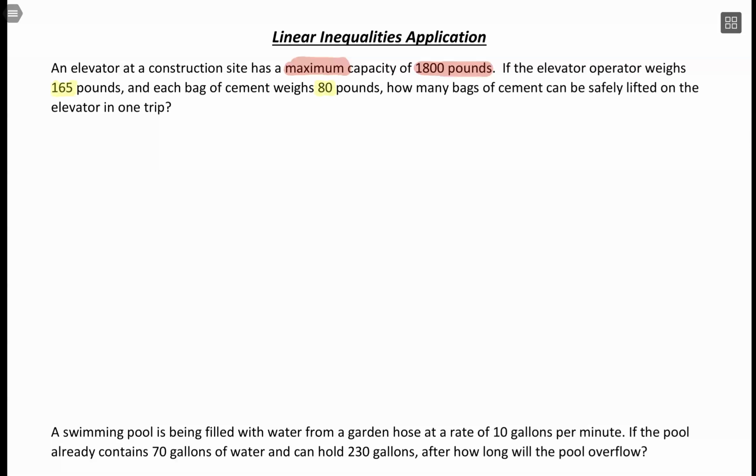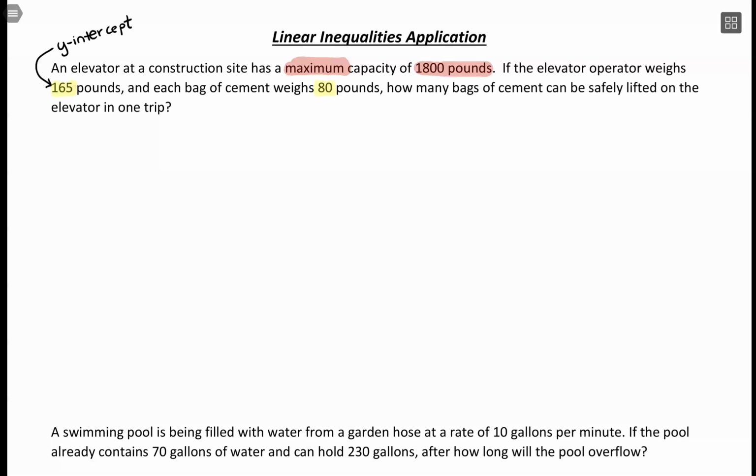Okay. So let's think about the weight that we're adding into the elevator. So we have this one elevator operator who's 165 pounds. So that's just a single weight. And you could think about, like, without any cement bags in there, we have this 165 pound weight. So that's the idea of a y-intercept. The idea that without anything else kind of happening, what's our starting number? So this is going to be our y-intercept.